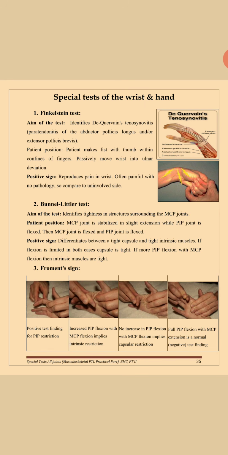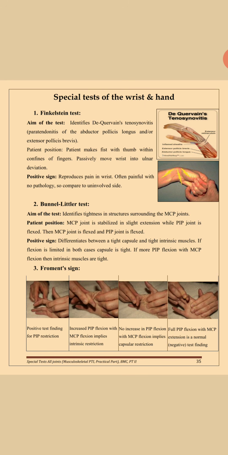Patient position: patient makes a fist with the thumb within the confines of the fingers. Passively move the wrist into ulnar deviation. Positive sign: reproduces pain in the wrist. Often painful with no pathology, so compare to the uninvolved side.